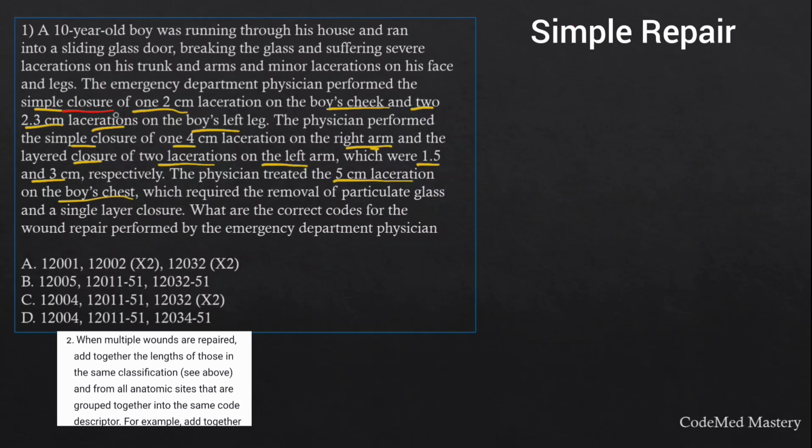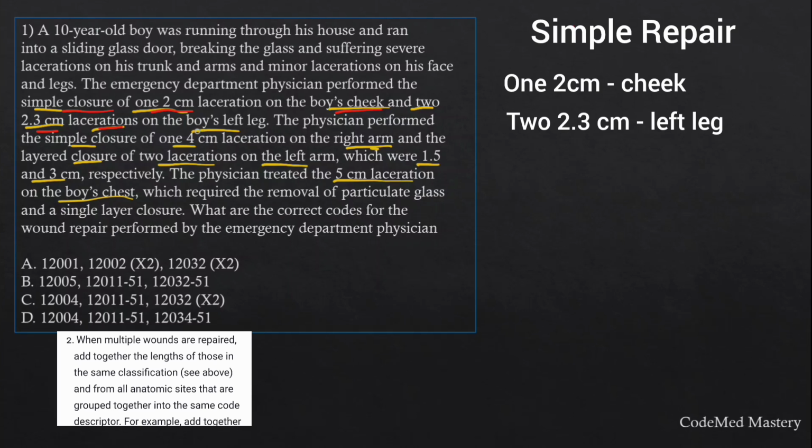So here there is simple closure of 1 2 cm laceration on the boy's cheek and 2.3 cm lacerations on the boy's left leg. The physician performed simple closure of 1 4 cm laceration on the right arm. So these are simple repair. According to coding guidelines, when multiple wounds are repaired, we can add together the lengths of those in the same classification and from all anatomic sites that are grouped together.